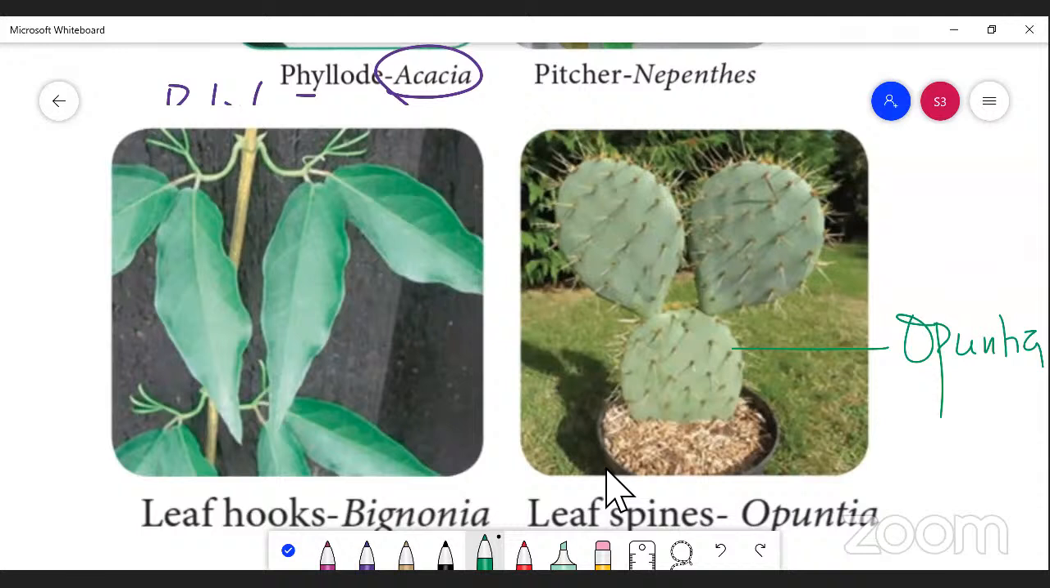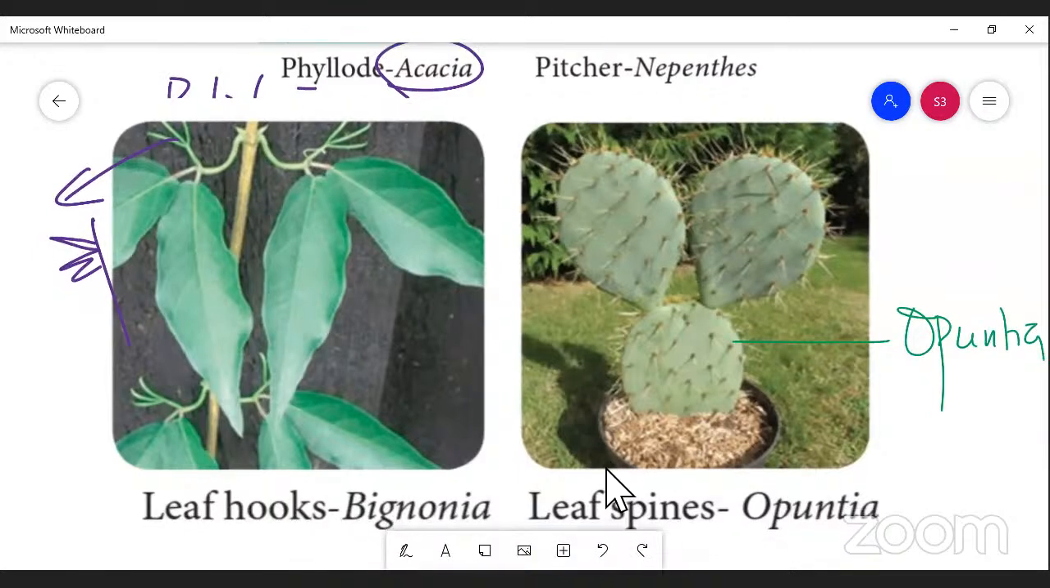And the bignonia, you can see, this is a picture where you find it. This is a leaf modification into hooks. So sometimes the hooks are seen as it is, right? This is a hook-like structure. It is also obtained from the bignonia plant. Bignonia.